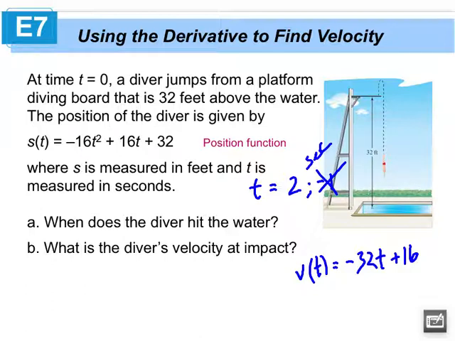Then you plug in your 2. Negative 64 plus 16, negative 48? Negative 48 feet per second. Gracias. I'll fix it.